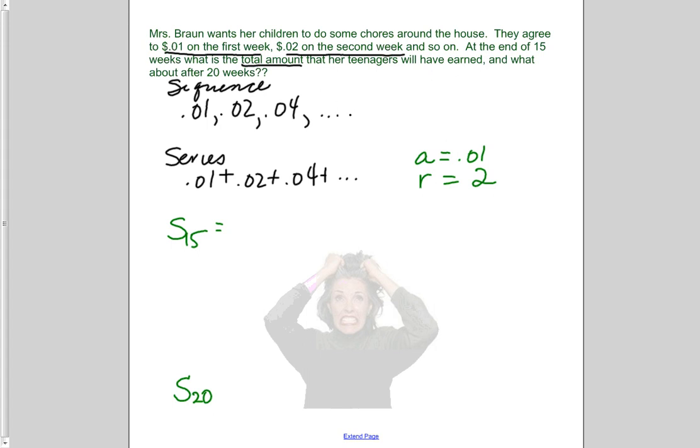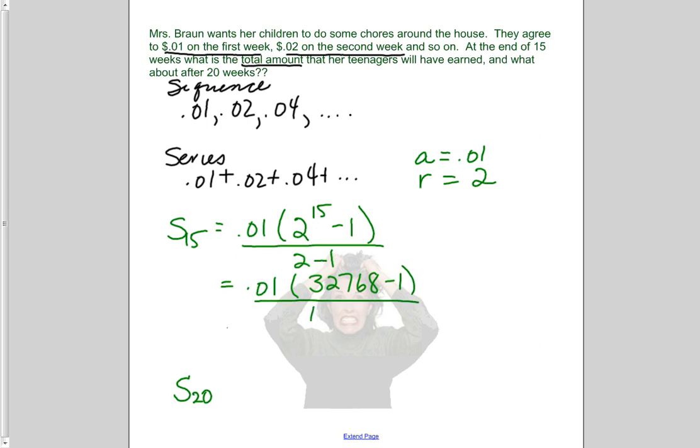For 15, I want A times R to the N, subtract 1, over R subtract 1. Just 0.01 times 2 to the 15. And you would think I'd know that by now. 2 to the 15 is 32,768. Which is $327.67.